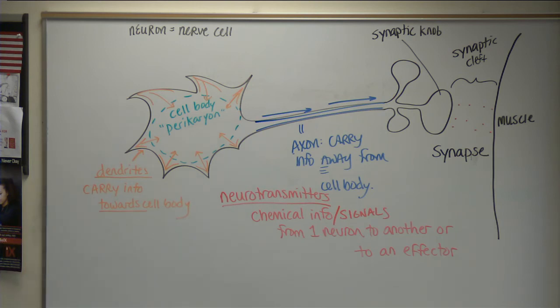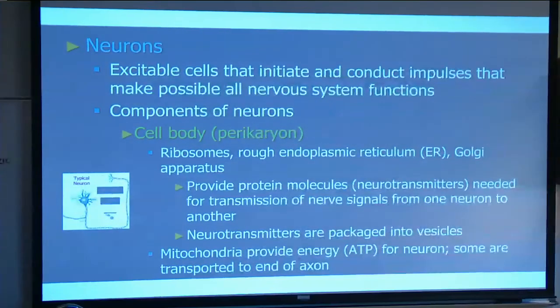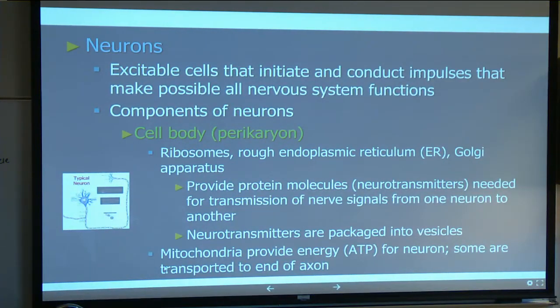Let's go back to our lecture and recap a lot of this. And then we're going to take a little break and then resume with part 2 of this chapter. So neurons, once again, these are your nerve cells. Okay, different components. We have the cell body, which we call the perikaryon that we drew on the board. And that's where we find all the organelles, as you can see here.